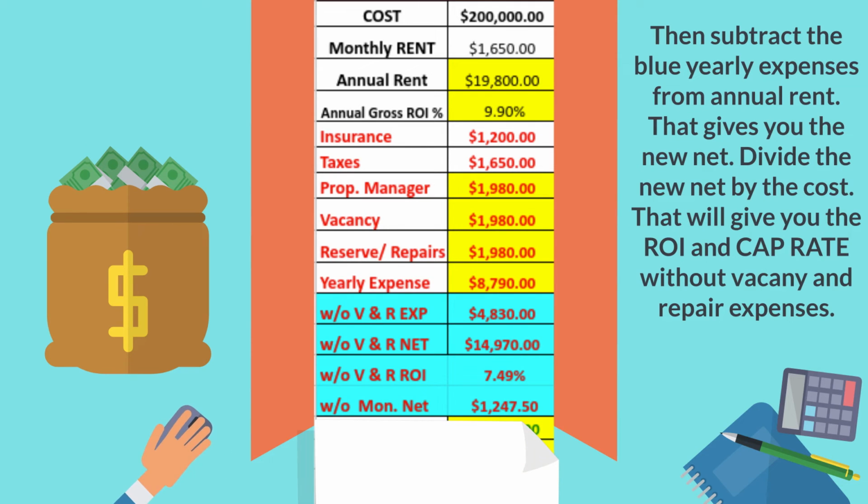Then subtract the blue yearly expenses from annual rent. That gives you the cap rate. Divide the new net by the cost. That will give you the ROI without the cost of vacancies and repair expenses.